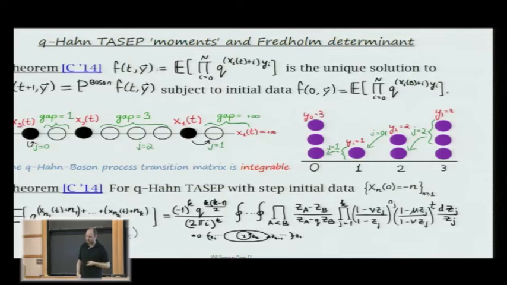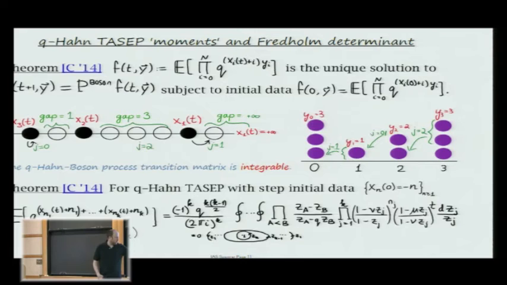So this Q-Hahn boson process is an integral discretization, a many-parameter discretization, of Q-TASEP, of the delta Bose gas. I'm going to explain exactly how this is integrable. It really is integrable in the sense of classical Bethe ansatz. But using this and using intuition, I can write down a similar theorem as I did for Q-TASEP and ASEP for step initial data, these moment formulas.